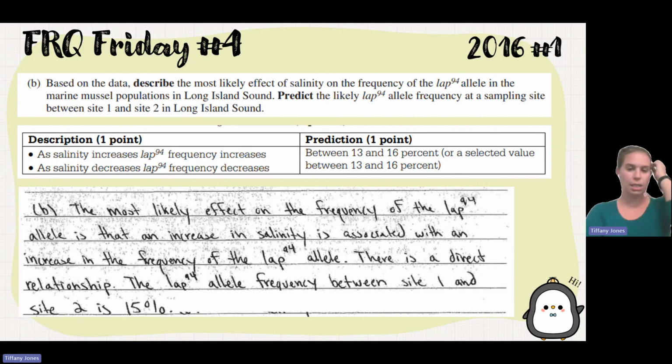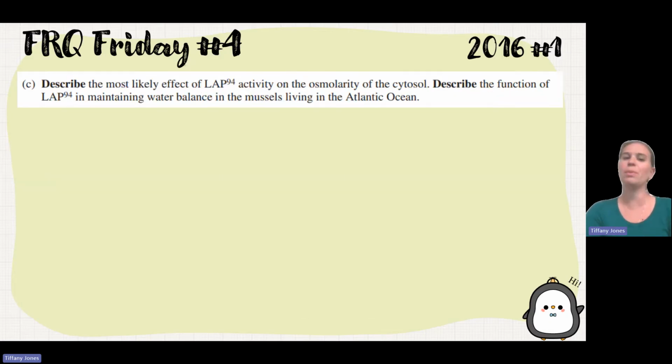So the student that did this, they went ahead and wrote out that we see the increase in salinity is associated with an increase in the frequency. They also then said that it was going to be 15%. They picked a certain value between those two. So C says that we need to describe the most likely effect of the activity of osmolarity on the cytosol, and then describe the function.